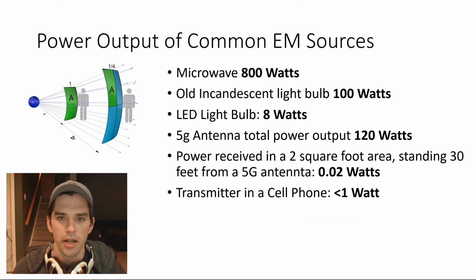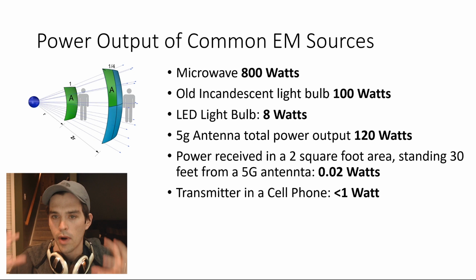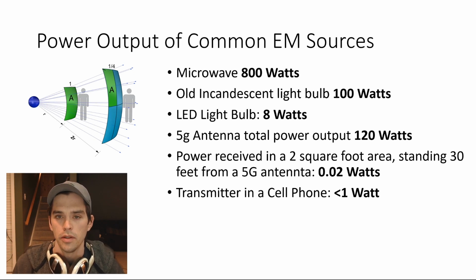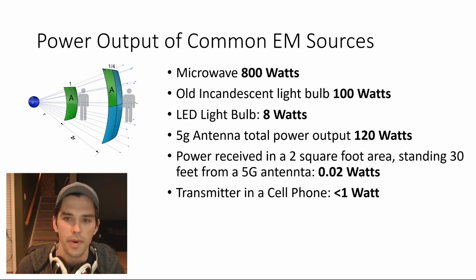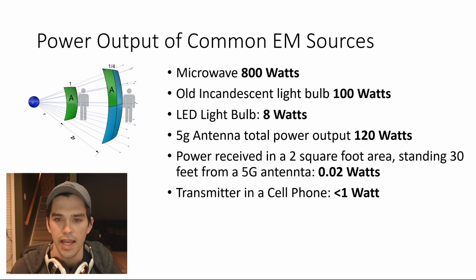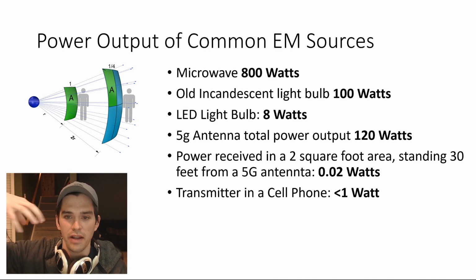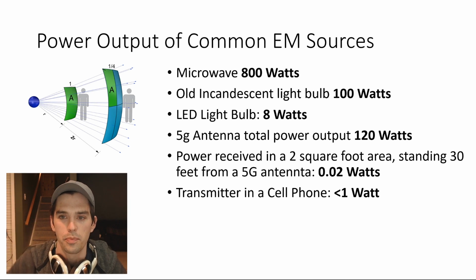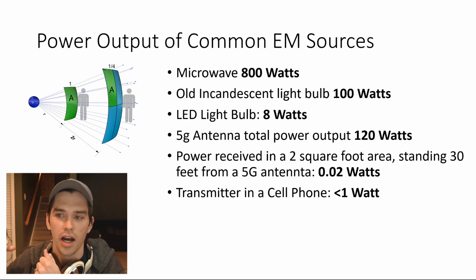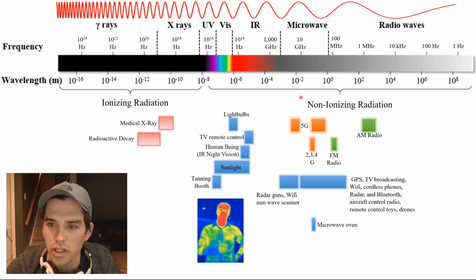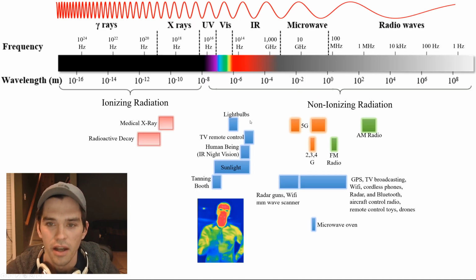The amount of electromagnetic radiation that a microwave puts into your food is around 800 watts. An old incandescent light bulb uses about 100 watts. It puts out probably less wattage than that in both the visible and infrared region, but it's still ballpark 100 watts. Modern LED light bulbs, which are much more efficient, use about 8 watts. A 5G antenna at the top of a giant tower is putting out a maximum of 120 watts. So if you climbed up the tower and stuck your head right next to it, you're getting 120 watts of radiation of lower frequency than a light bulb.